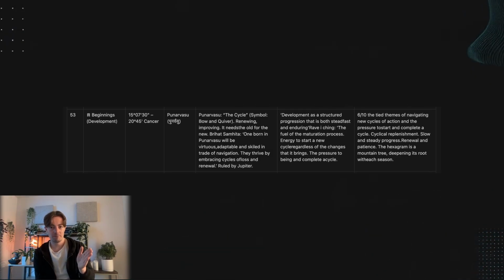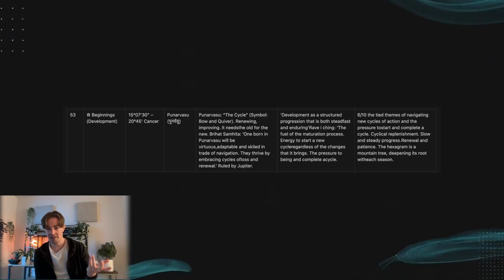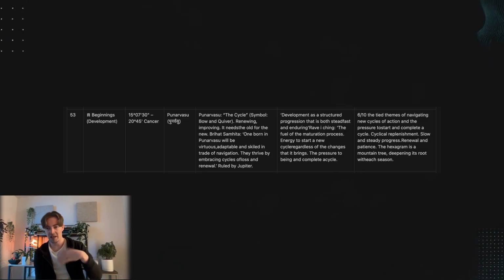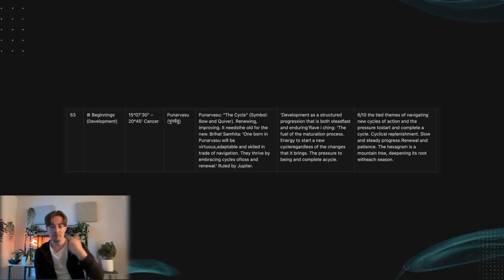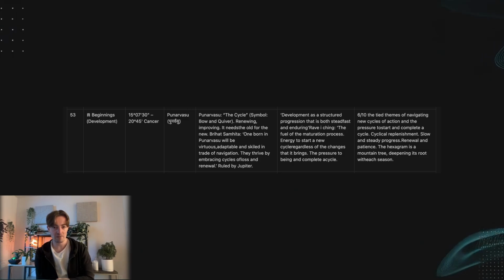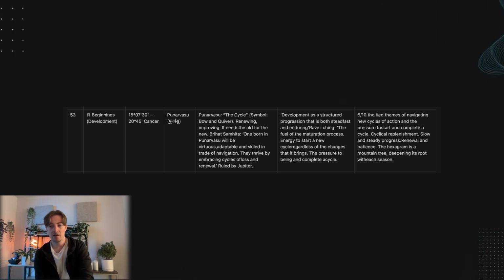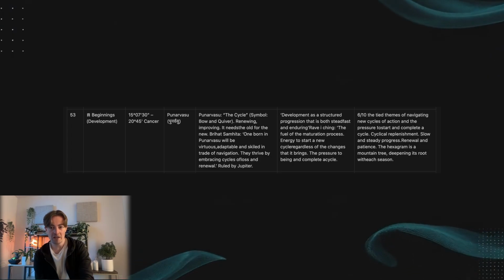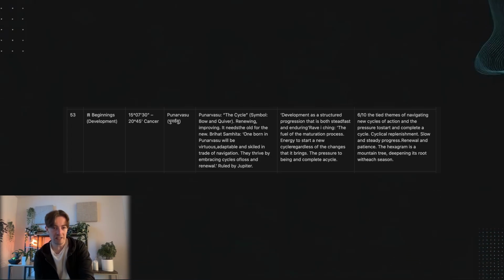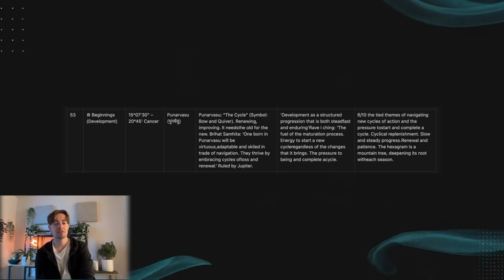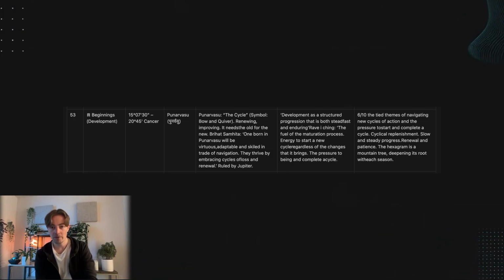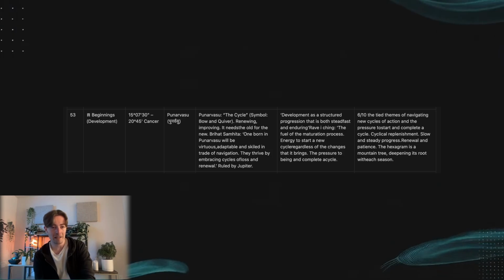Now, I think this is pretty solid, because I give this a 6 to 7. We have the tidal themes of navigating new cycles of action and the pressure to start and complete a cycle. There's this theme of cyclic replenishment in Punarvasu Nakshatra and in this gate of beginnings, the gate of development. It's about slow and steady progress, renewal and patience. The hexagram is actually a mountain tree, which deepens its root with each season. So there is a cyclical, seasonal archetype to both the nakshatra here and the gate.